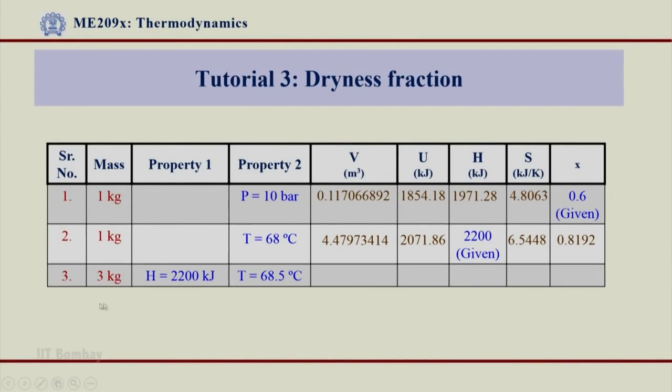With this background, let us get to the third problem, where mass is 3 kg. Earlier we had mass as 1 kg, or unit mass. Here we have 3 kg mass, for which we have the properties. The enthalpy has been given as 2200 kilojoules, and the temperature has been given as 68.5. This will now create a problem, and let us see how we solve it.